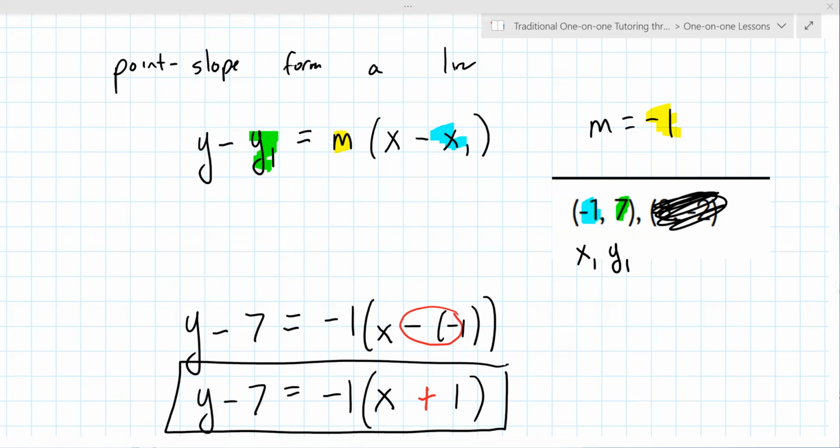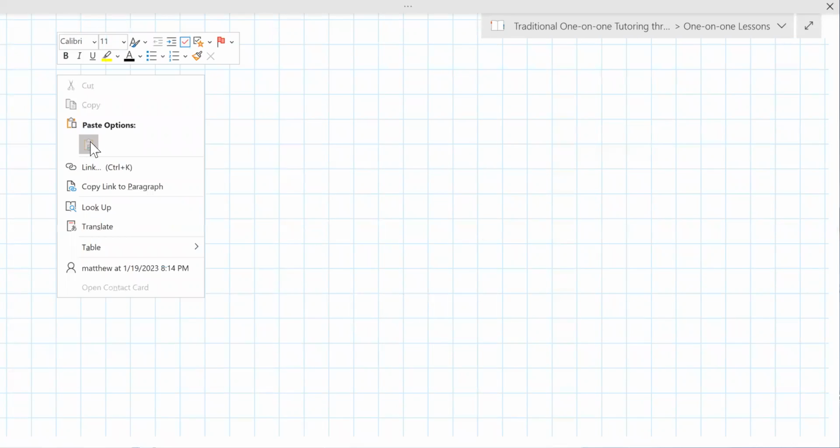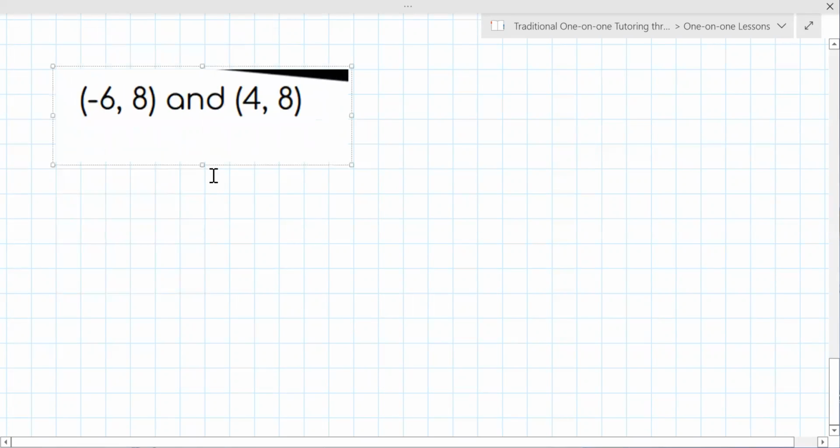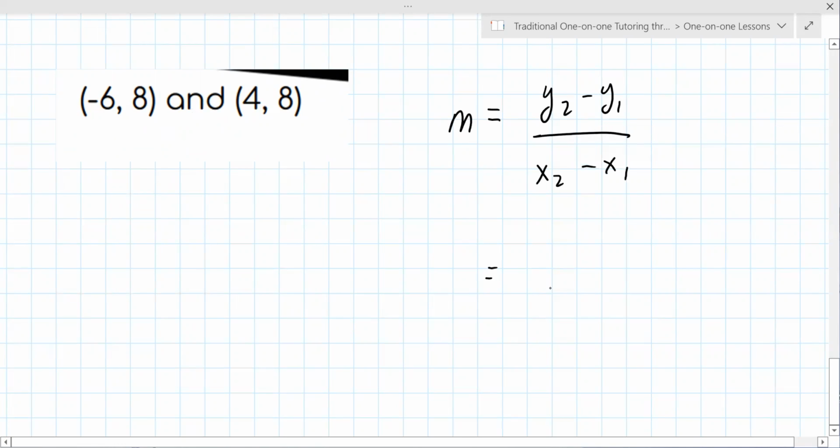All right, so the next one is, okay, there are your 2 points. Can you tell me what the slope formula is? The formula is y2 minus y1 over x2 minus x1. Good. What is the value of y2? 8 minus 8. What's x2? And 4 minus -6.